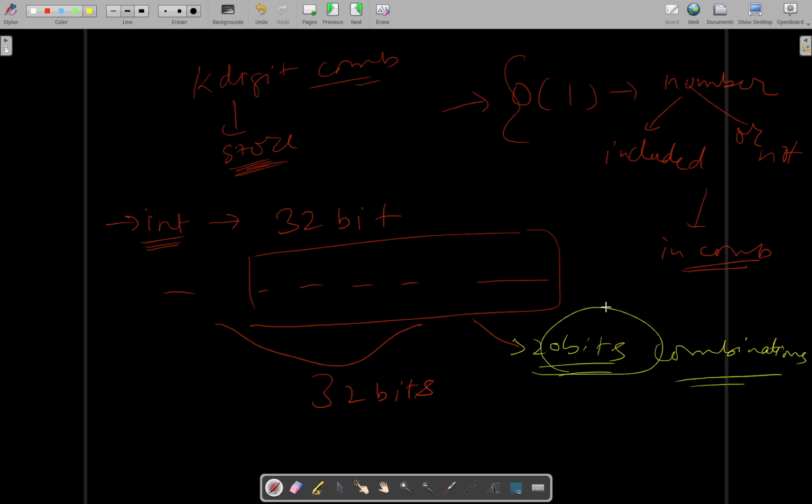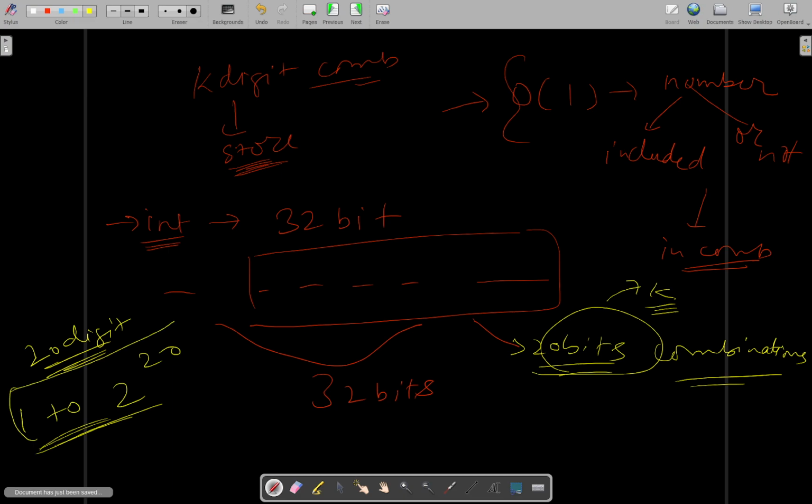Max. This is the maximum value of k. So at max, 20 digit combinations will be made. These combinations will be in the range 1 to 2 raised to power 20.